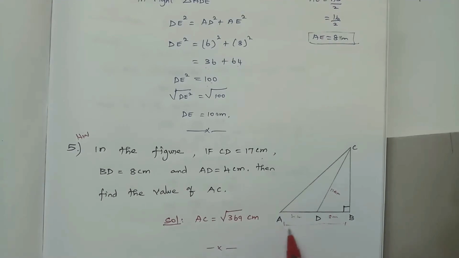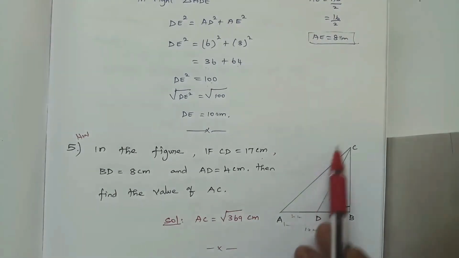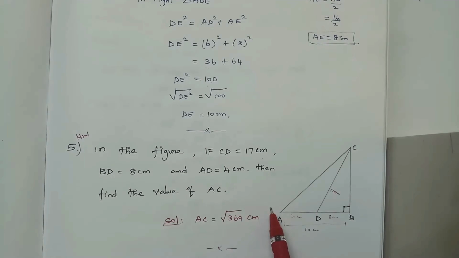See, AB is 4 plus 8, which is 12 centimeter. We know AB, but we don't know BC. Without BC, we can't find AC. So how are we going to find BC? We have a clue. In the right angle triangle BCD, we know the hypotenuse 17 centimeter and we know the base 8 centimeter also. With the help of the Pythagoras theorem, we are going to find BC.